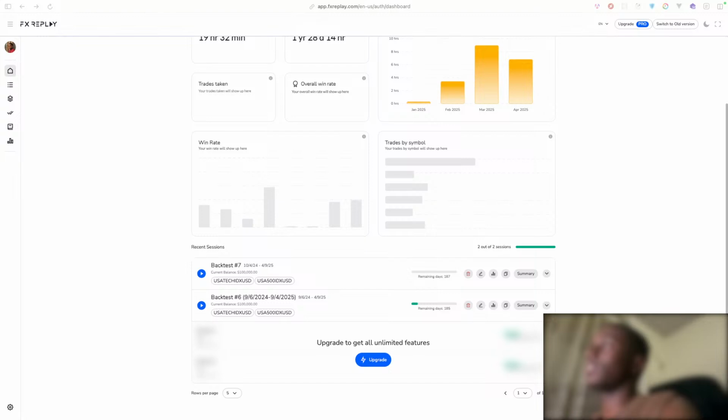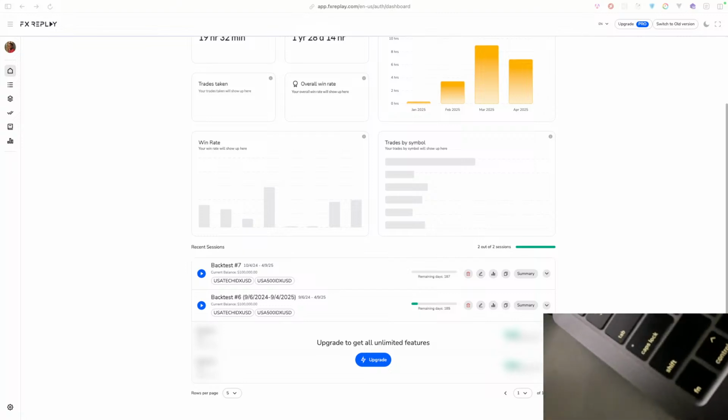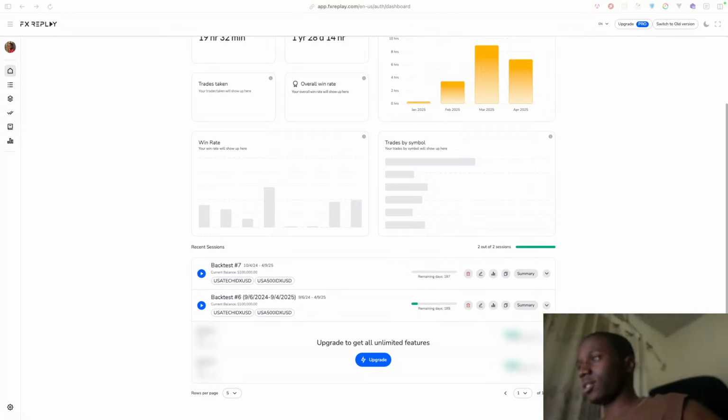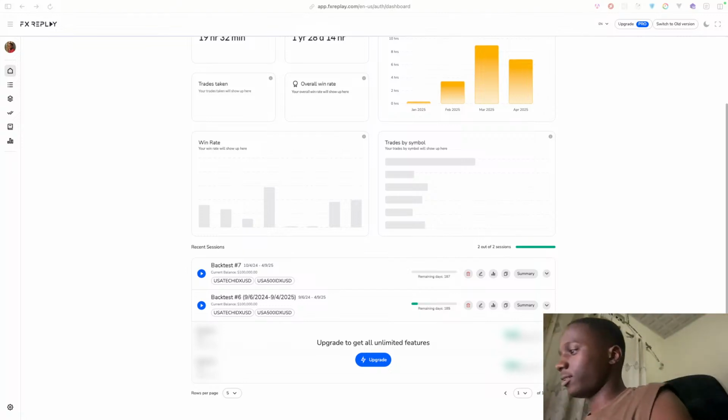Okay, sorry, my camera switched off a bit. Let's try reconnecting it. We are back. Right. So now we can see how it's going.